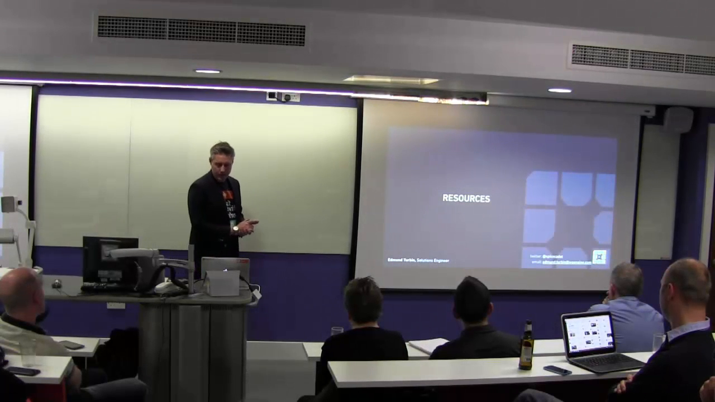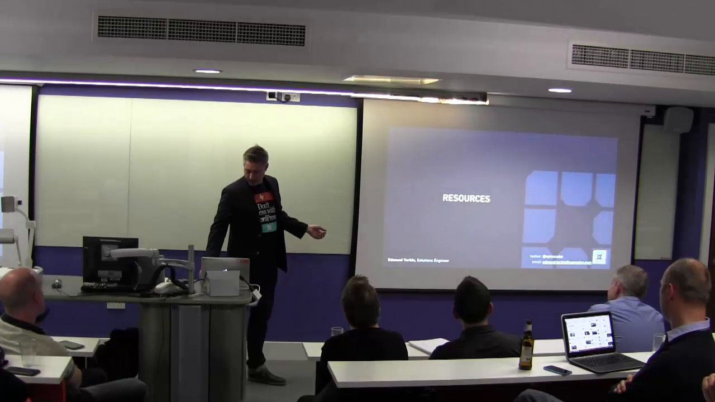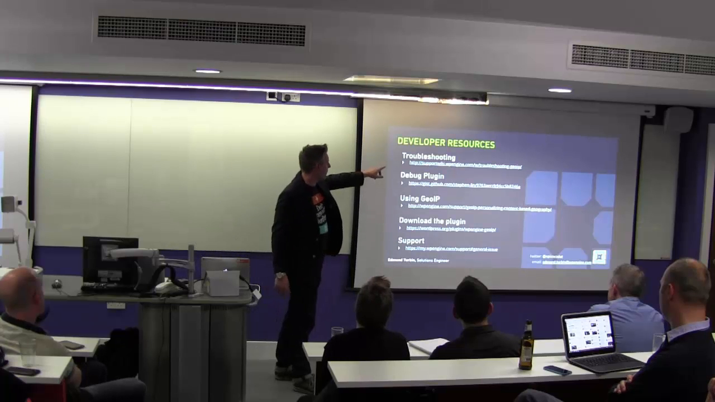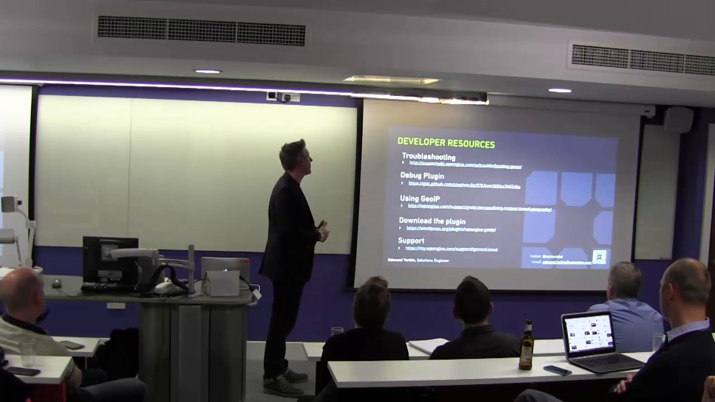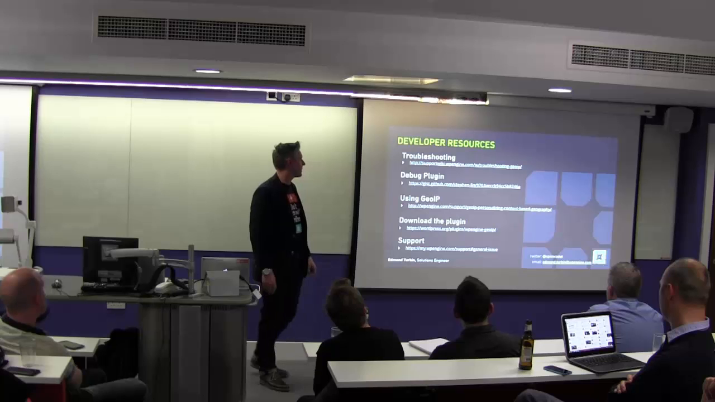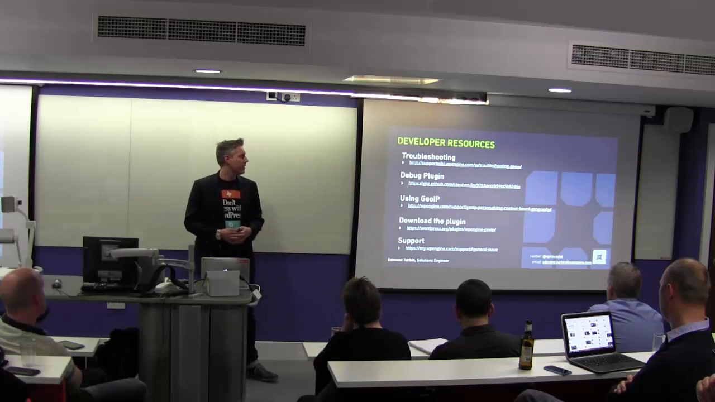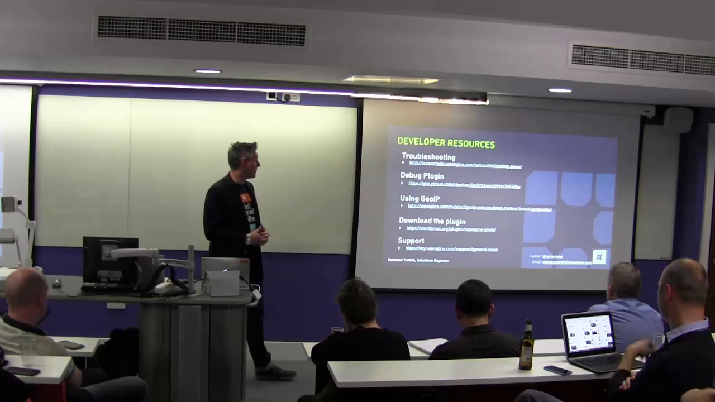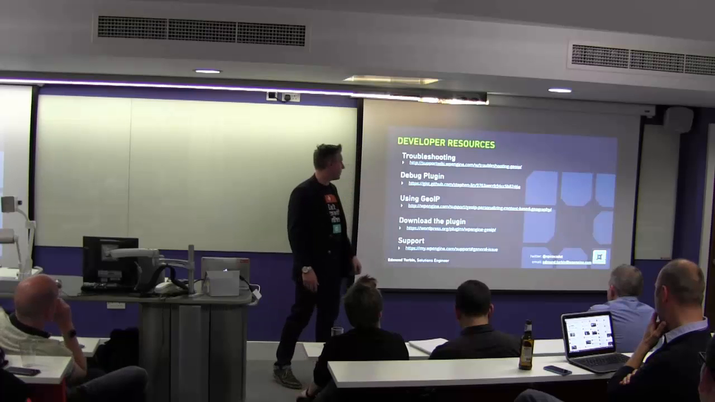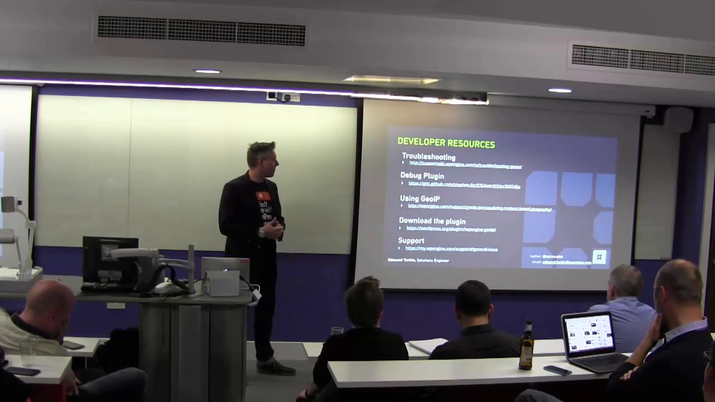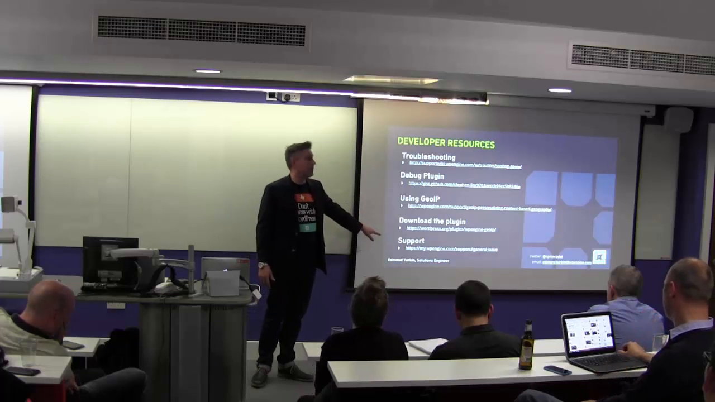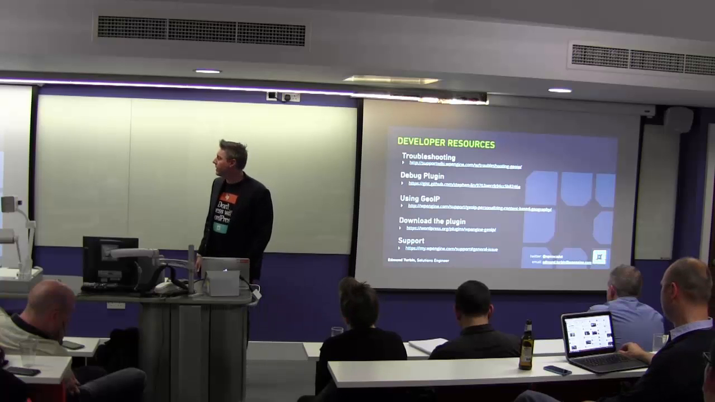As far as resources go, how do you actually use GeoIP? How do you get started? There's a troubleshooting guide on the support wiki for WP Engine. There's a debug plugin, which I mentioned earlier. I think it makes sense to use that if you're planning to start working with GeoIP. There is a guide to using GeoIP and how it's been used by other people. There is a link here to download the plugin, as well as a link to contact support in case you actually wanted to start working with GeoIP.